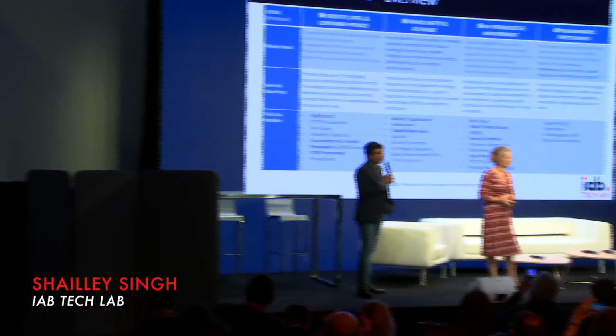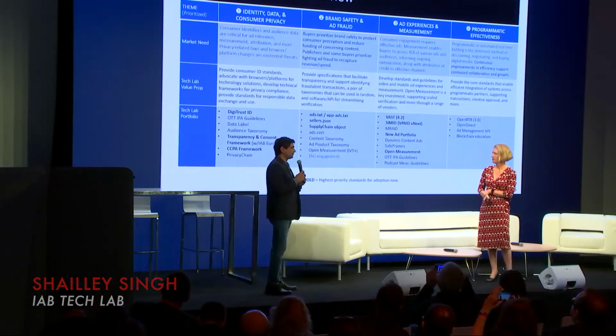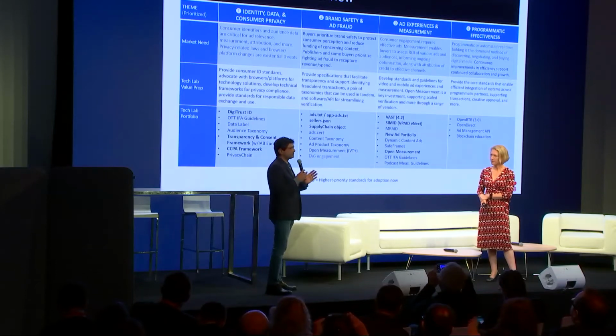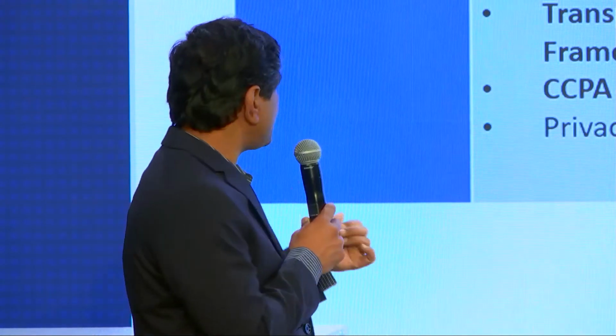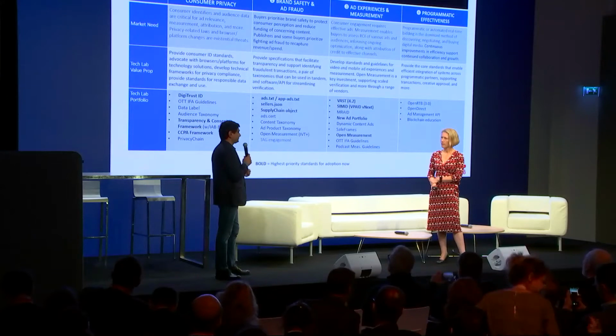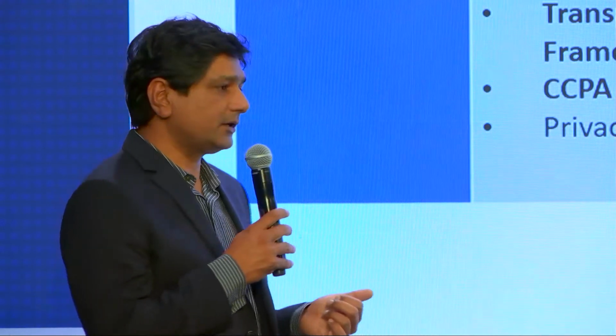So like Alexandra mentioned, we divide our work into four major themes across the whole ecosystem, addressing needs directly from publishers right up to the needs of the consumers. The first one, which is the top priority today, is identity, data, and privacy. So we have different products like DigiTrust, we have content taxonomies to define the content and classify audience and ad products. And then, of course, we worked with IAB Europe over the last 1.5 years to build the transparency and consent framework to address the GDPR technical needs.